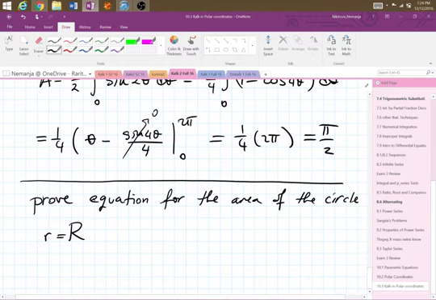Okay, this one should literally take 18 seconds. Let's go. 13, 12, 11, 10, 9, 8. Got it. The answer is 1/2 times the integral from... r squared. You were going to write down that theta was between 0 and 2 pi, right?